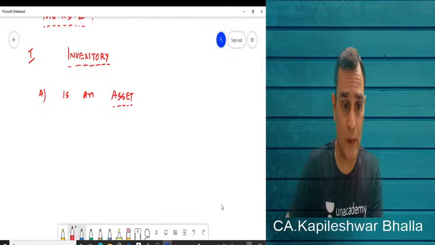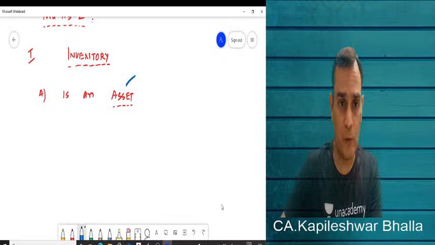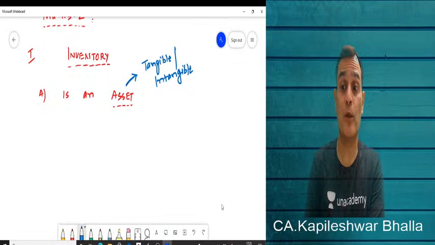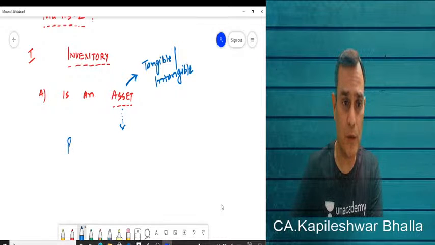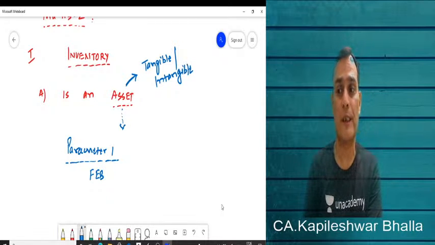I would also like to add something here: we need to prove that the given tangible or intangible item, so it can be a tangible or it can be an intangible item, is supposed to be an asset. And when you say it is an asset, there are basically two parameters which you need to prove. The parameter number 1, which I'm putting in short as FEB, is that we should be getting future economic benefits.